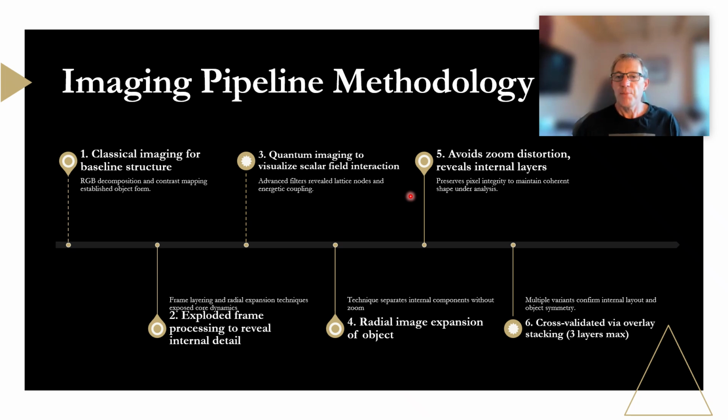and preserves the pixel integrity because we're using a waveform scan analysis over the image to peel back the layers in terms of color composition, so that shape coherence is maintained. It's not distorted by altering pixel integrity. And then lastly, we look at variance of this, so we get cross-validated via overlay stacking. So we use three layers, well, not three frames, three different versions of the same frame to reveal internal dynamics.